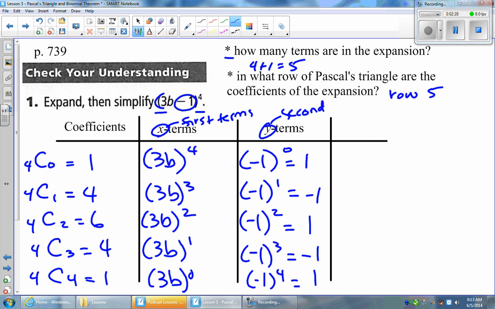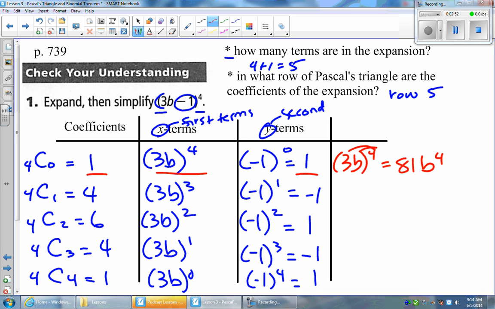All right, so finally, let's write out the terms of this expansion. So the first term is simply going to be 1 times (3b)^4 times 1. So really, that is just (3b)^4. Now remember, that exponent applies to both numbers here. So 3 to the power of 4 is going to give you 81, and we have b to the power of 4. So that's my first term done.